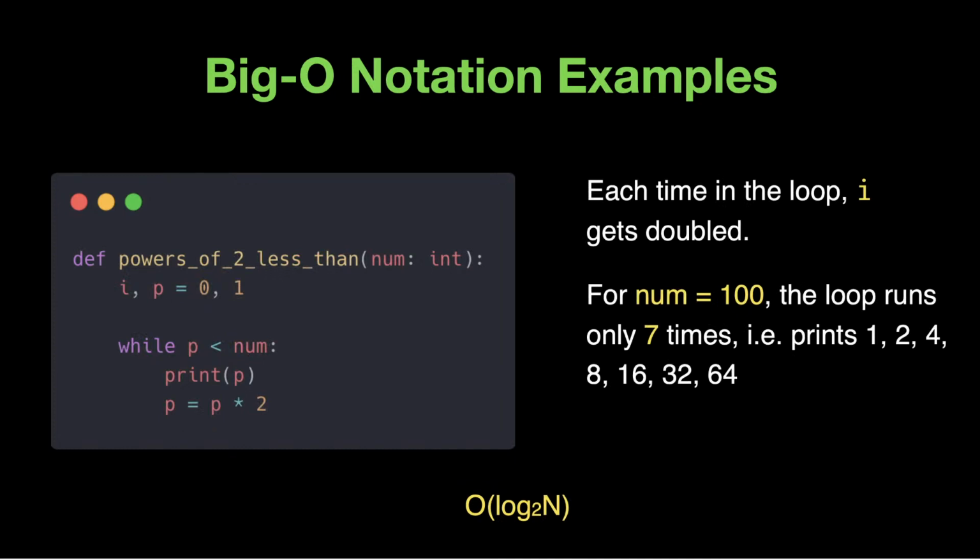So let us discuss yet another example. I have a function named powers of 2 less than, and I pass argument num. Inside this while loop, you can see the line p equals p asterisk 2. In each iteration we are doubling the size of p, so this particular loop runs only 7 times when num equals 100. That means for num equals 100, our loop runs for 1, 2, 4, 8, 16, 32 and 64. Those numbers get printed. It runs only 7 times.